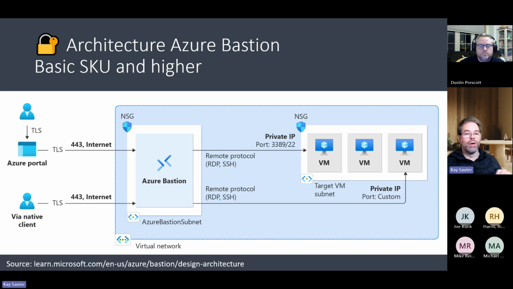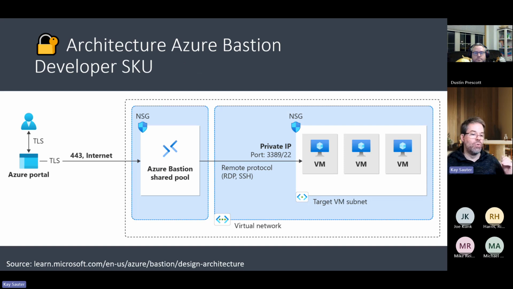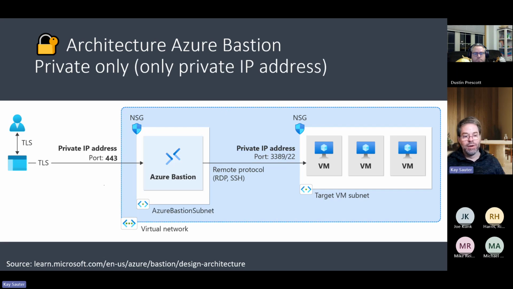There are now, relatively newly, different kinds of tiers for Azure Bastion. There is also a Developer SKU which has fewer options. It is, I think, for free, but it just has fewer options. This is actually meant to be used for dev and test purposes. And then there is also Private only. So if you want to use only a private IP address, you can also do it this way.